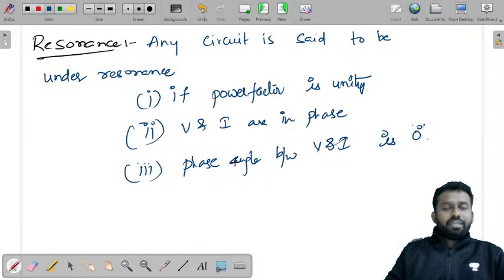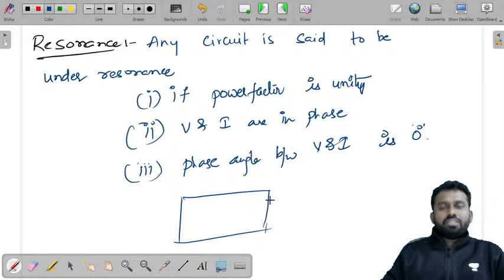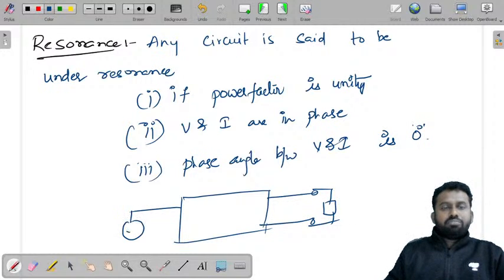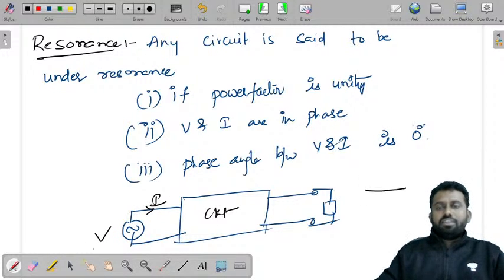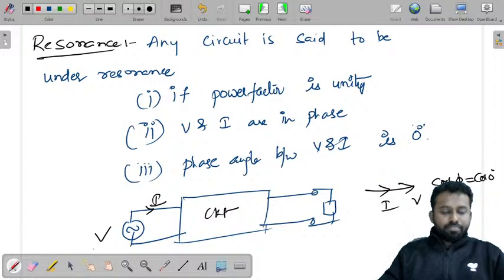Right, so a circuit is said to be under resonance when... Let's say you have a circuit connected to some load which is excited with some AC excitation. This is a circuit or a network. This is I, this is V. If V and I are both in phase, that is cos phi is equal to cos 0 degrees, then you can say that the circuit is under resonance.